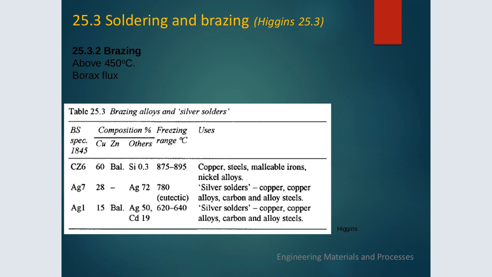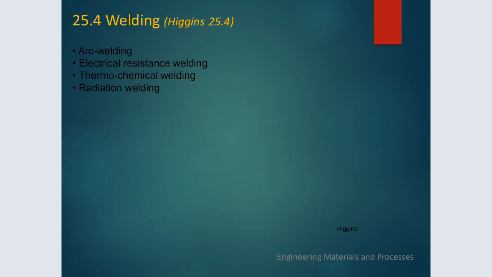Brazing is another kind of soldering. We say it's a sister of soldering, and brazing happens at very high temperatures, above 450 degrees Celsius. Brazing is a more advanced way of soldering. We said soldering is majorly for low power, that is for electronics. And then welding is another one. Then we have arc welding, electrical resistance welding, thermochemical welding, and radiation welding.